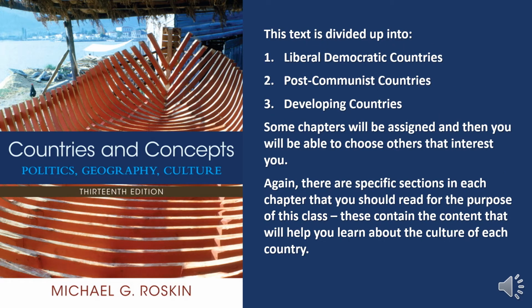As you look in the text, you will see that it's divided up into three categories of countries. There are the liberal democracies, mostly in Europe. Japan is included in that. After World War II, Japan became a liberal democracy. We use the term liberal. We don't mean that they're all voting Democratic. We mean that they are free, liberal, liberated democratic countries.